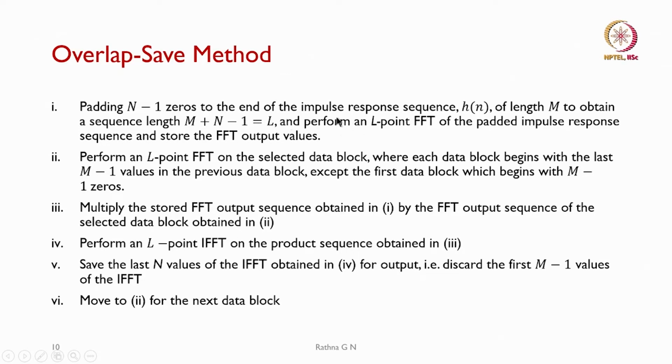Then do the L-point FFT, and do the same with our input. Select data blocks where each data block begins with the last M minus 1 values of the previous data block, except the first data block, which begins with M minus 1 zeros. That is what I showed you in the previous slide. Now, multiply the two FFTs, then perform the L-point IFFT of the product sequence obtained in step 3, save the last N values of the IFFT, and discard the first M minus 1 values of the IFFT. Then we move on to calculate the next sequences.